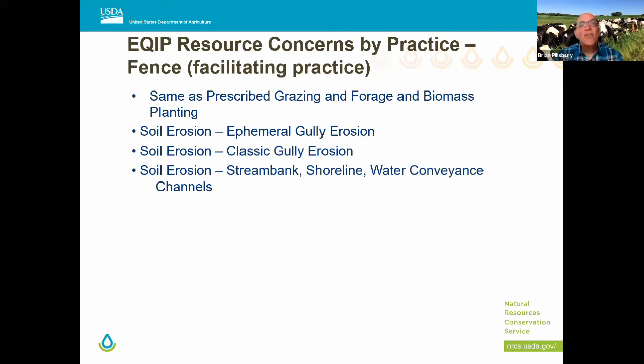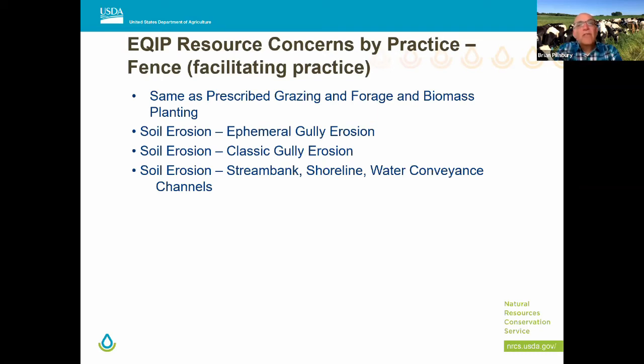Now, if you start looking at some of the facilitating practices, like fence, you can still use the same resource concerns because you're installing fence to implement the prescribed grazing practice. And the forage and biomass planting usually goes together with the prescribed grazing practice. So the fence would facilitate that. You've got a fence to divide out those pastures, so you can get more uniform grazing going on, and you can follow the grazing plan, the rest rotation scheme, by using the fence.